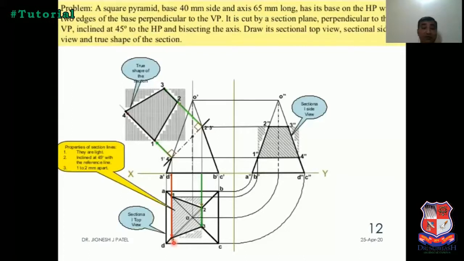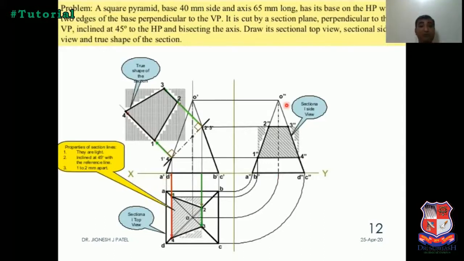Okay. Now join 1, 2, 3, 4. So this is a sectional top view. Okay. It's a sectional top view. Now we have to draw the sectional side view. So for that, draw its side view, as per our method.